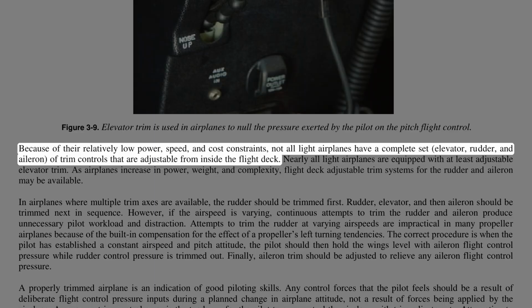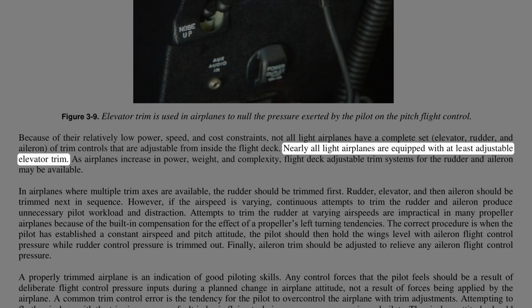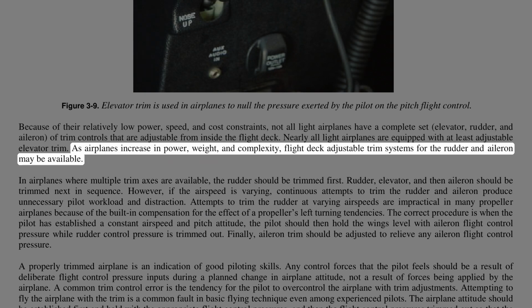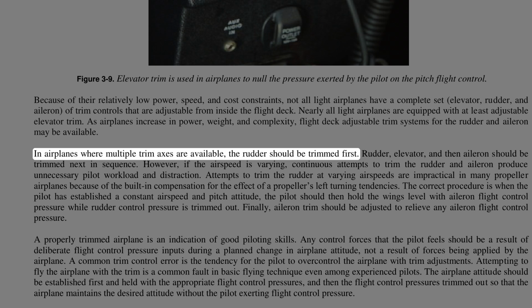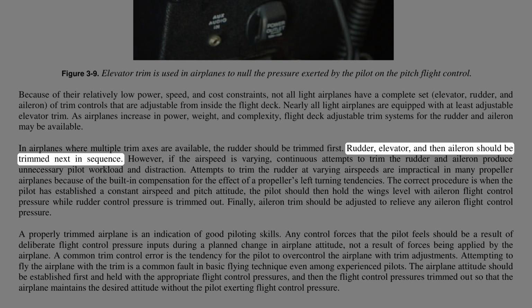Because of their relatively low power, speed, and cost constraints, not all light airplanes have a complete set, elevator, rudder, and aileron, of trim controls that are adjustable from inside the flight deck. Nearly all light airplanes are equipped with at least adjustable elevator trim. As airplanes increase in power, weight, and complexity, flight deck adjustable trim systems for the rudder and aileron may be available. In airplanes where multiple trim axes are available, the rudder should be trimmed first. Rudder, elevator, and then aileron should be trimmed next in sequence.